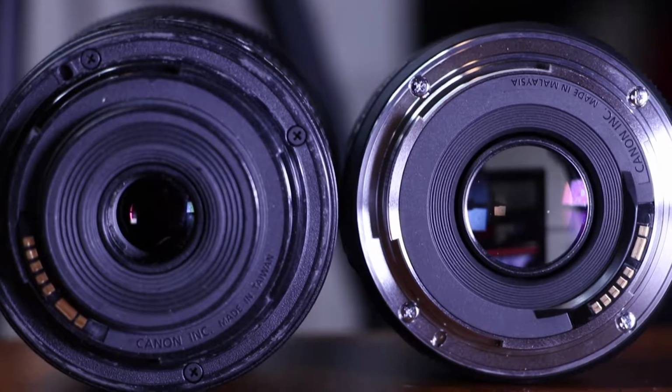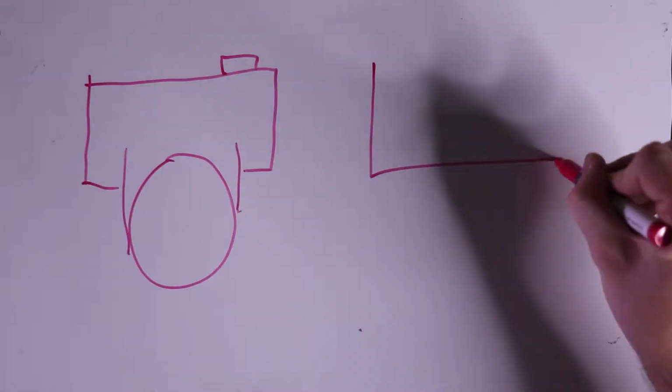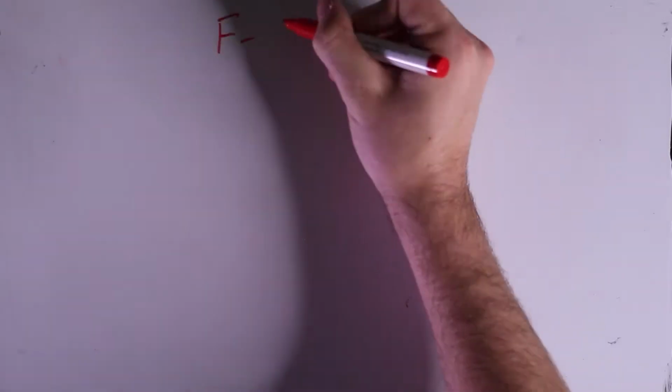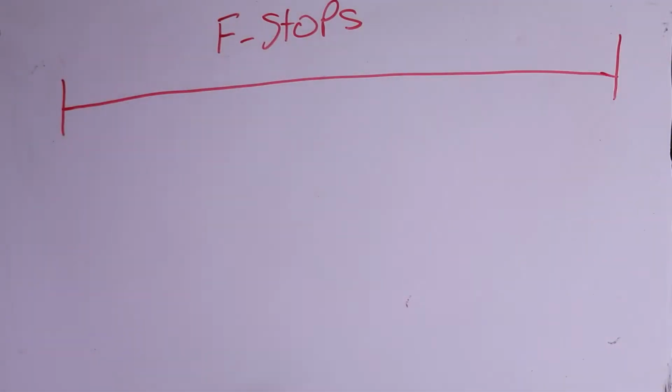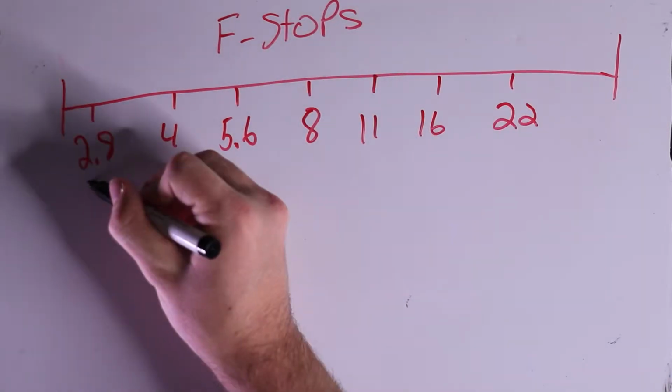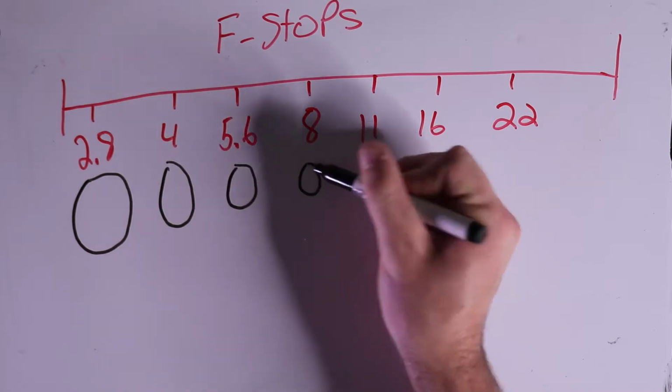Now, different lenses will have different widths that your aperture can go to. The width of your aperture is measured in f-stops. The smaller the number of your f-stop, for example like an f2.8, the wider your aperture will get. And the larger number like f22, the more narrow and tight your aperture will get.